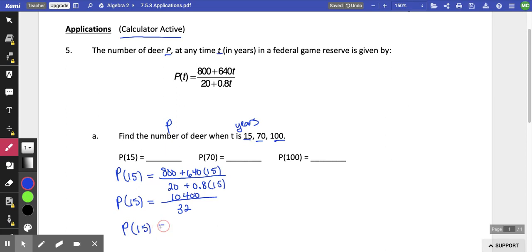And then finally, I need to divide those. So 10,400 divided by 32. And I got 325, so I'll write that on the line there, 325. If I were to interpret that answer, that would mean at time 15 years, there were 325 deer at this federal game reserve.